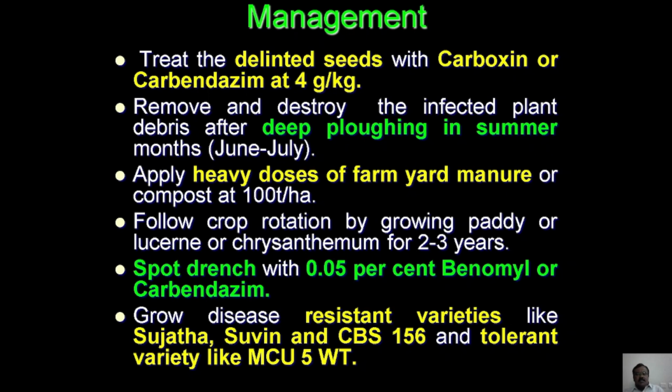If the incidence is severe in a particular location, then go for crop rotation by growing non-host crops like paddy, lucerne, chrysanthemum, etc. In the grown-up plant, if the disease incidence is more severe, then go for spot drenching with the carbendazim.